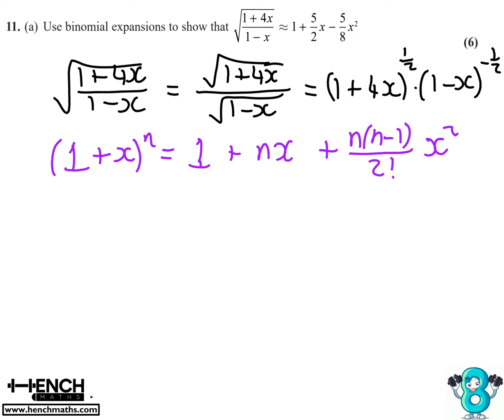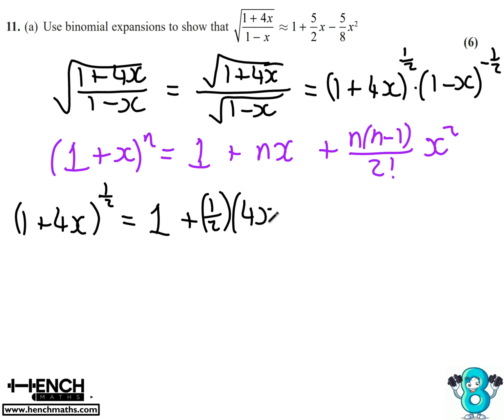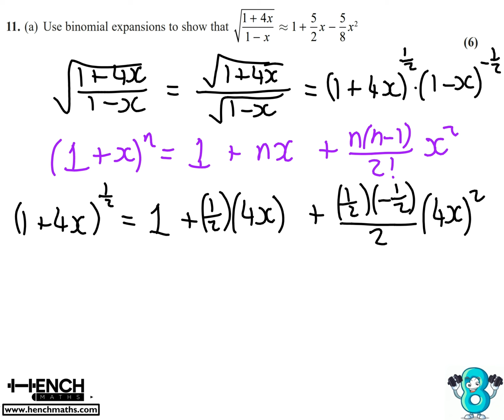So let's start with 1 plus 4x to the power of a half. So that's going to give us 1. So it always starts with 1 plus n, which is a half, times by x, but in this case it's 4x, plus n, which is a half, multiplied by n subtract 1. So a half subtract 1 is minus a half, all divided by 2 factorial, which is 2, multiplied by 4x, all squared. So it's important we put this 4x in brackets, common mistake there. You can use a calculator if you want to do the subtract 1 of your fractions, but I felt confident to do that. So simplify this.